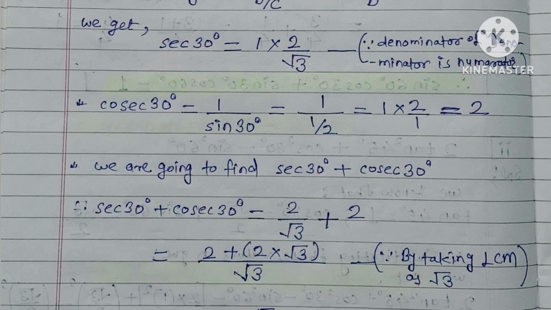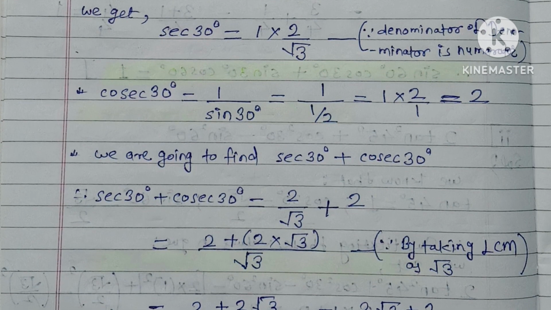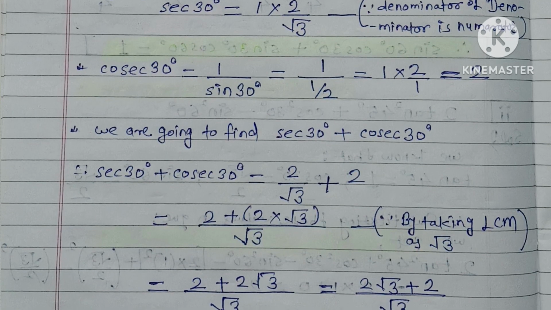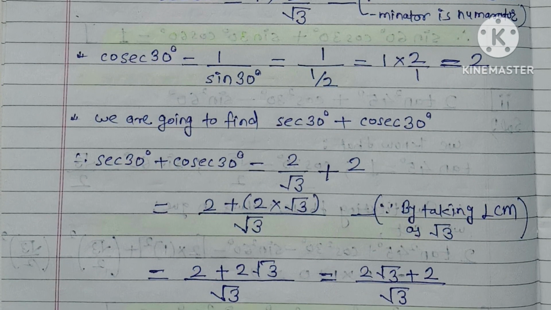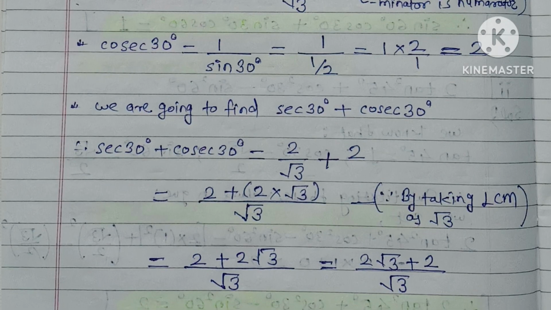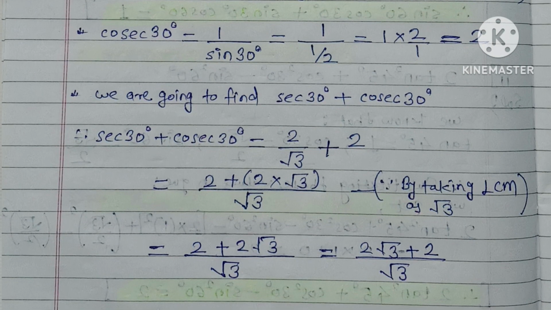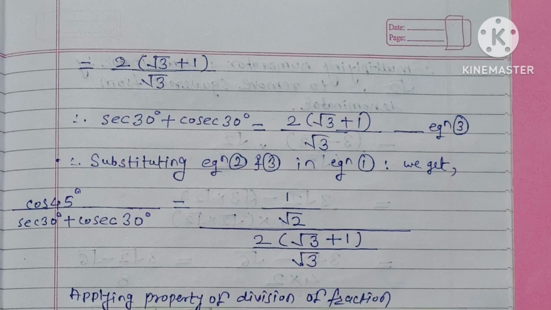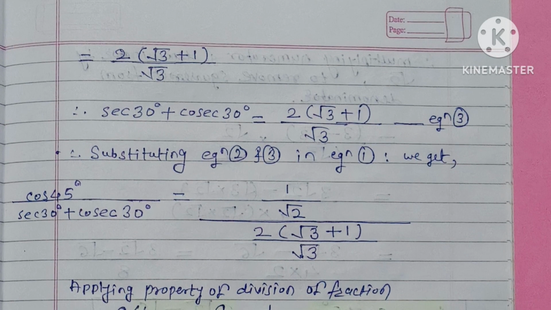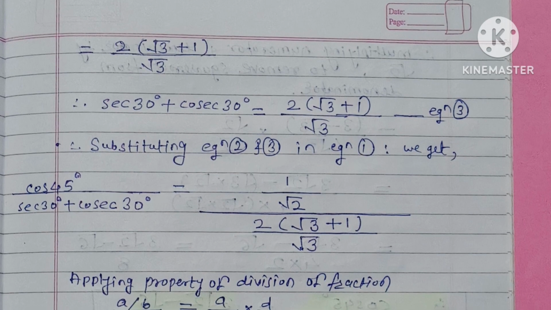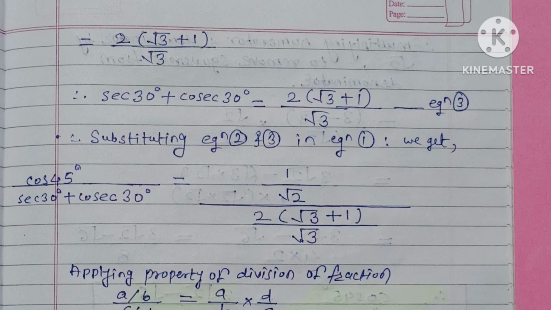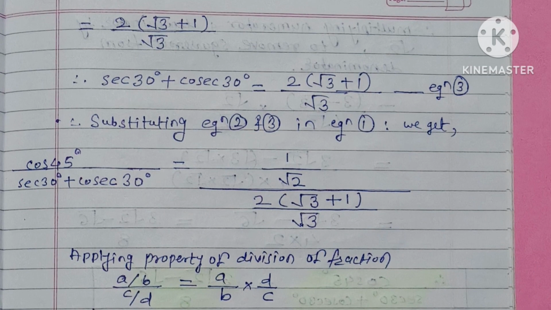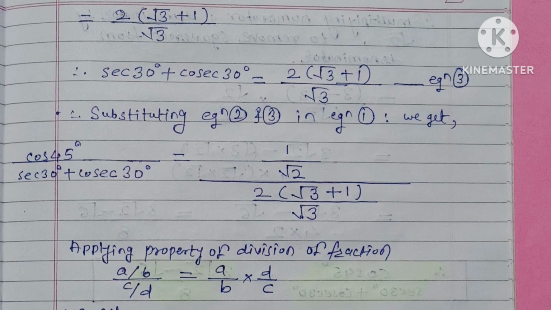So we are going to find sec 30 plus cosec 30. Now we have the values of sec 30 as 2 upon under root 3 and cosec 30 as 2. So after adding this, we'll get 2 plus 2 under root 3 upon under root 3, which is equal to 2 under root 3 plus 2 upon under root 3. So finally we'll be getting 2 into under root 3 plus 1 upon under root 3. Now we are making this equation 3, and we are going to substitute the values of equation 2 and equation 3, which are the numerator and denominator we have calculated separately, into equation 1.